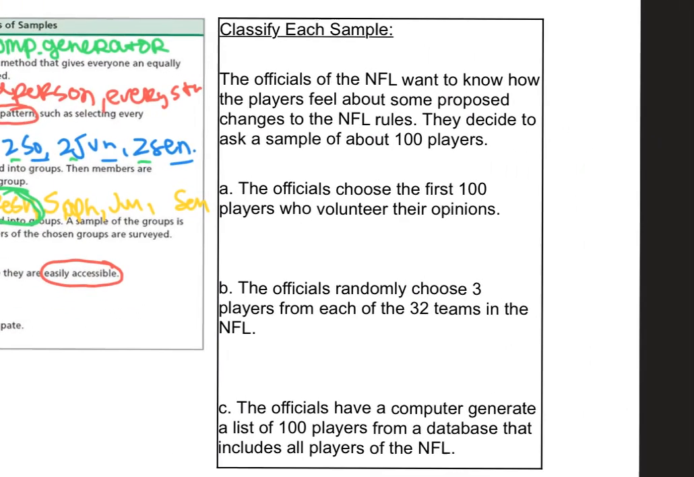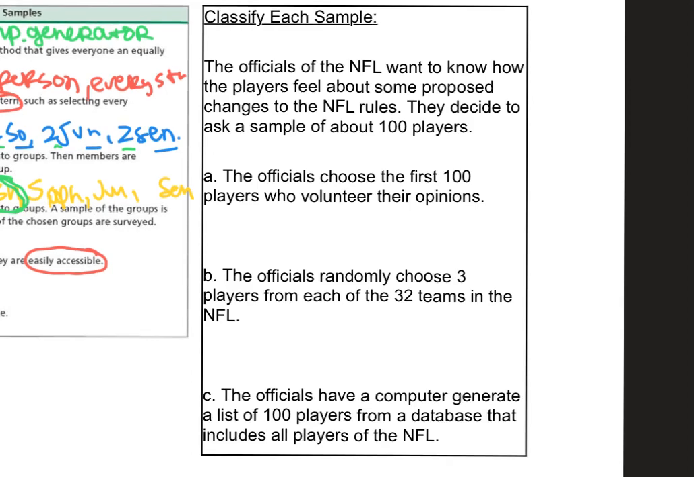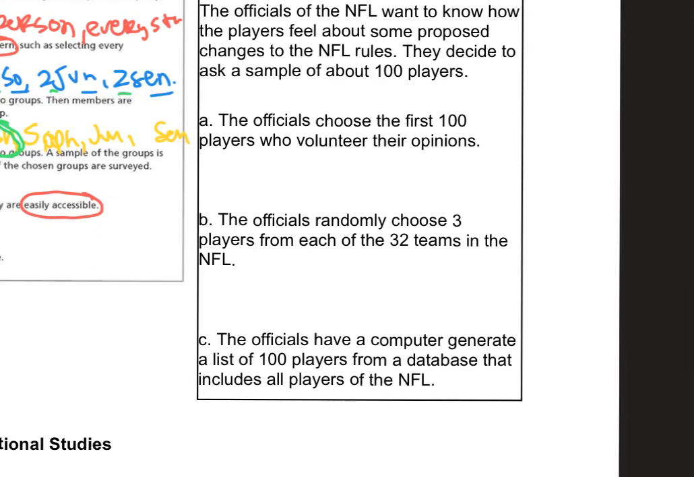All right, these examples. The officials of the NFL want to know how the players feel about the proposed changes to the NFL rules. They decide to ask a sample of 100 players. You have part A, part B, and part C here. Part A says the officials choose the first 100 players who volunteer their opinions. The keyword here is volunteer, so this one is going to be self-selected.